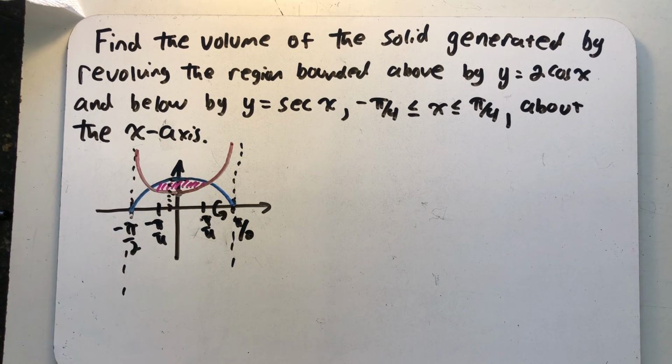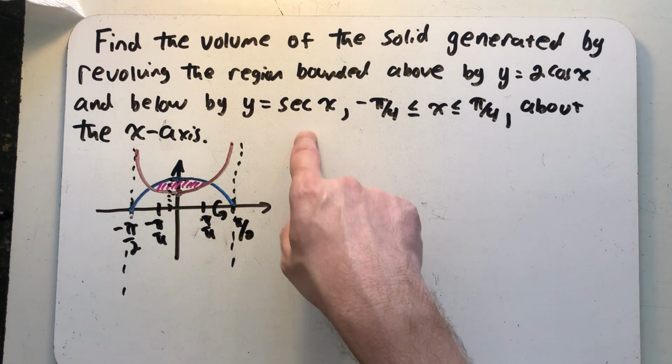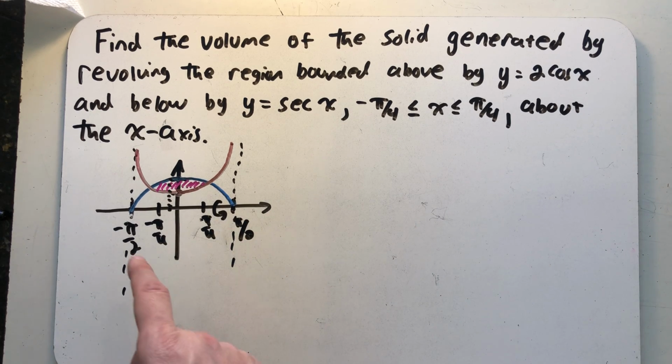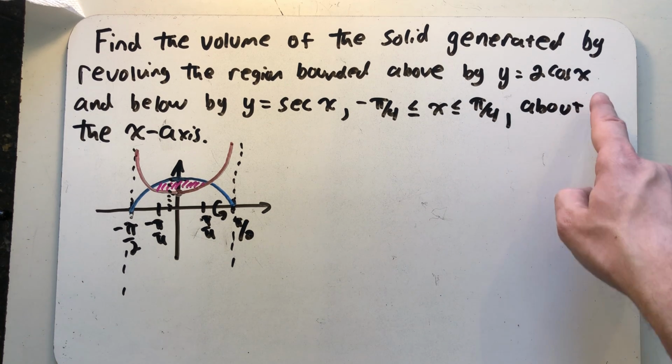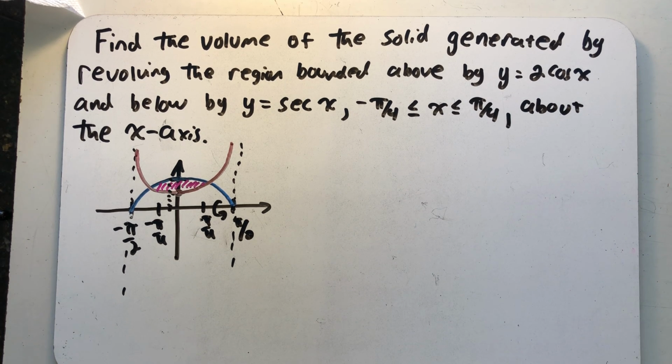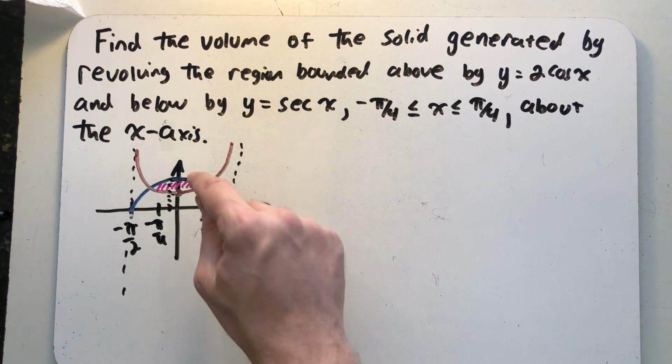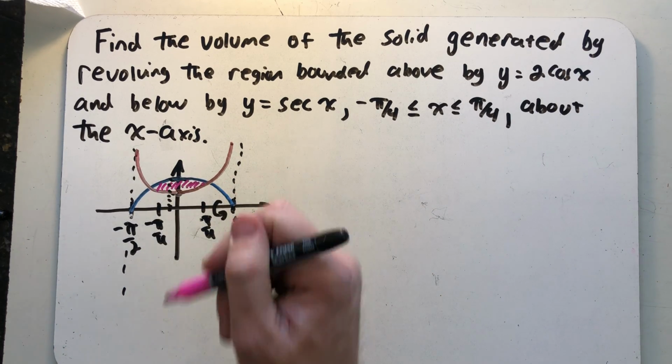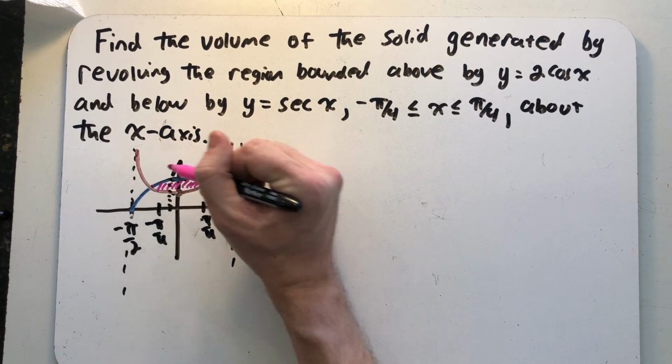And at minus pi fourths, if you think about evaluating them, the secant of pi fourths is root 2. The secant of minus pi fourths is also root 2. The cosine of pi fourths is root 2 over 2 times 2, which is root 2. So they really do intersect at those 2 points right there.